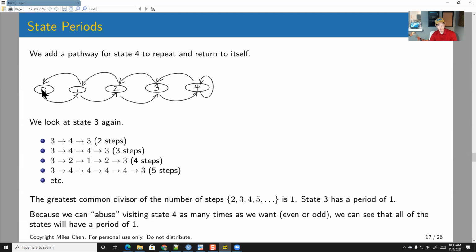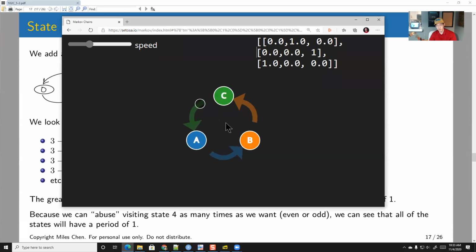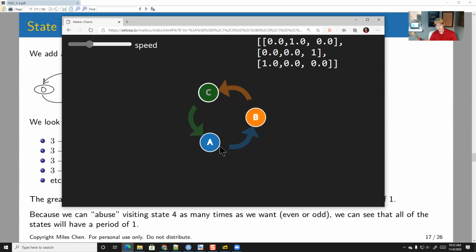So to end up back at state 0, maybe it's got to be 2, 4, 6, or 8, but then it can also be 9, 10, or 11. So you can get back to state 0 in 2, 4, 6, 8, 9, 10, 11, 12, 13, 14, something like that. And so if you look at any of the states, you're going to find that all of them have a period of 1. It's just the greatest common divisor of all of the different step counts that exist. Whereas in some cases, depending on the structure of the chain, you're going to have this.